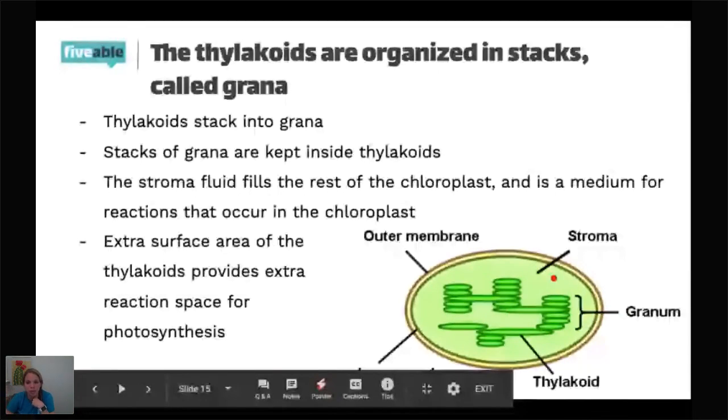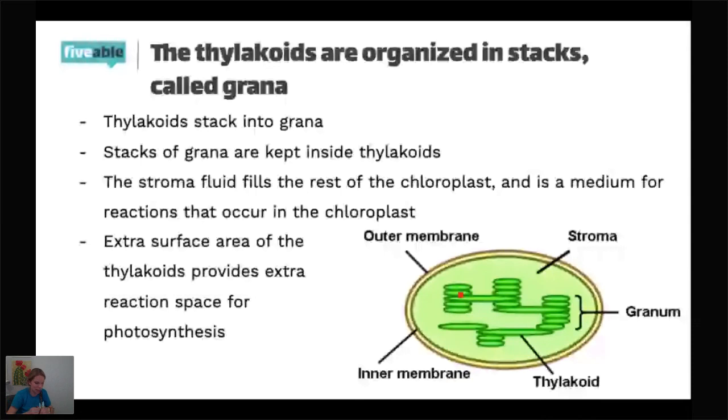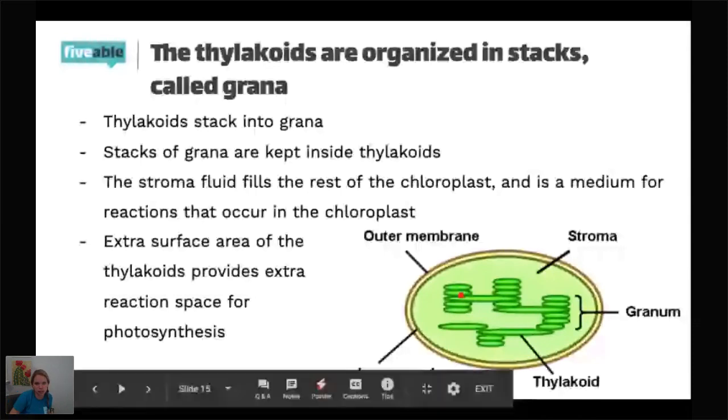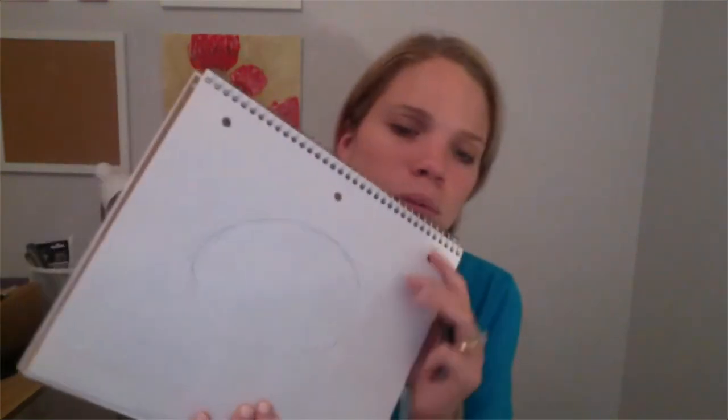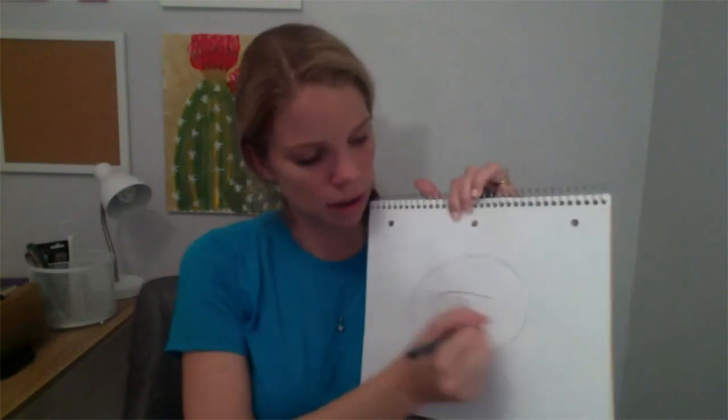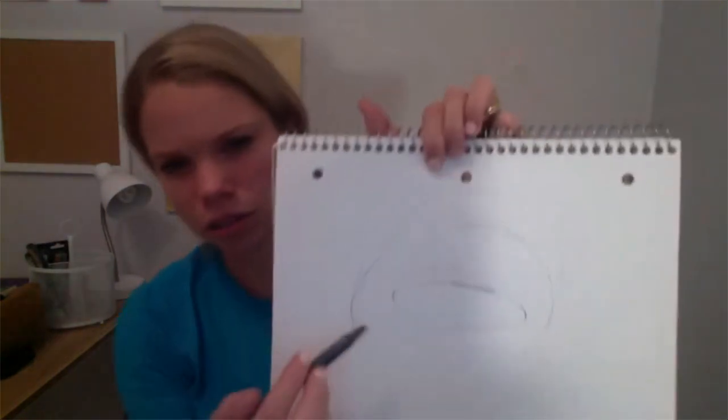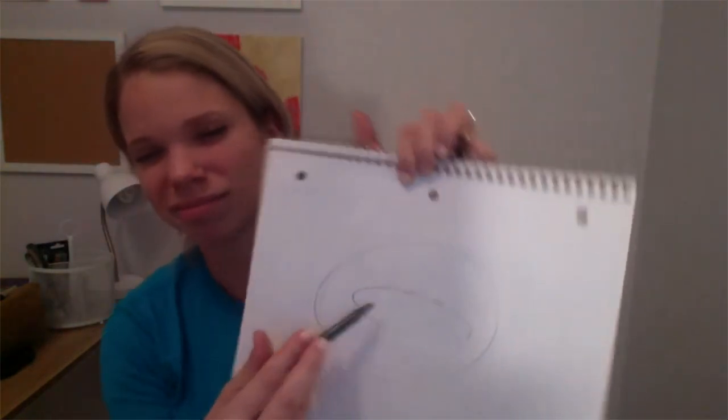And then same as before, this extra surface area, this structure is going to provide even more reaction space for photosynthesis. We could have a chloroplast like this. So I'm going to turn sharing off for just a sec. So I could have another circle. And instead of having those stacks, I could just have one large thylakoid. So here's my one large thylakoid.